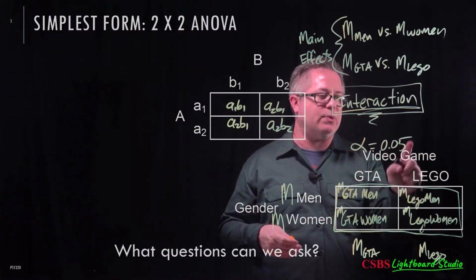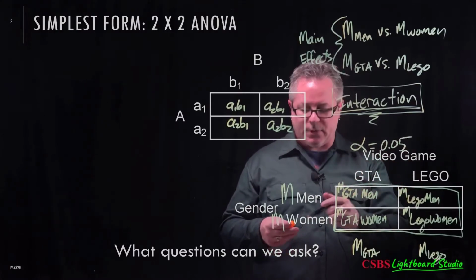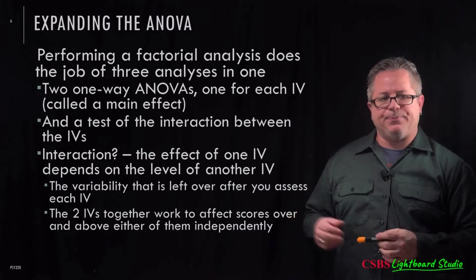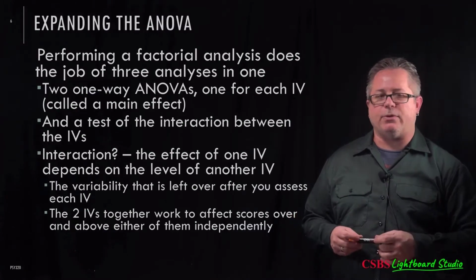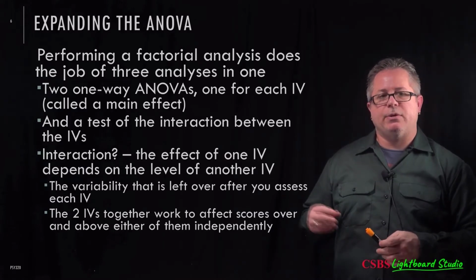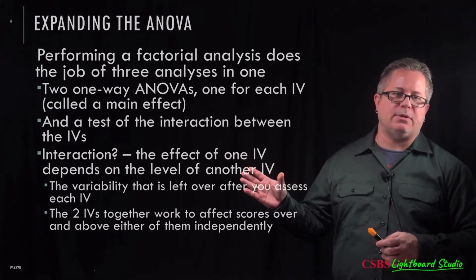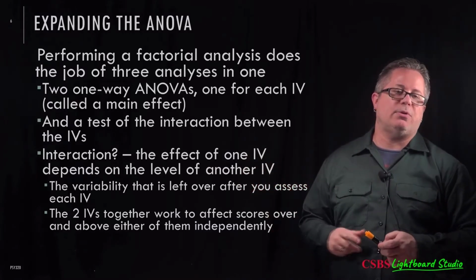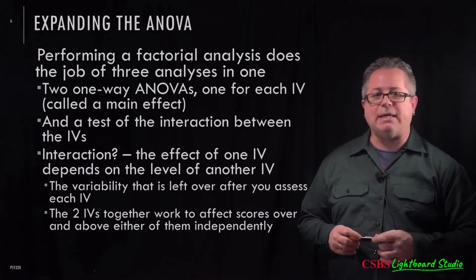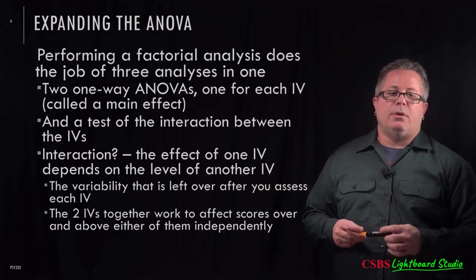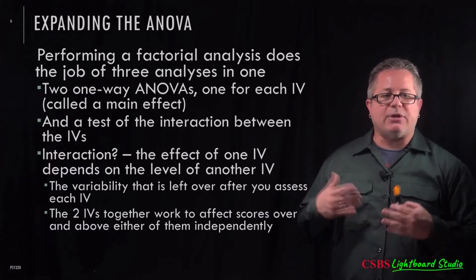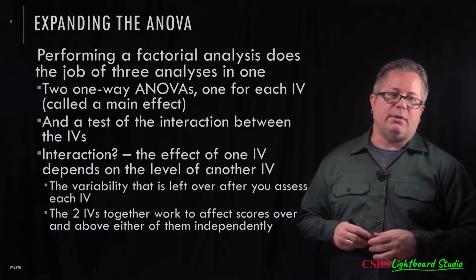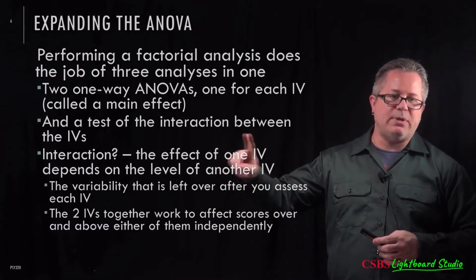It actually allows us to do lots of things with the same alpha level and the same assumption about type 1 error. So let's give a more detailed definition of what we mean by factorial and interaction. Performing a factorial analysis does the job of three analyses in one, as we just saw. We have two one-way ANOVAs, one for each IV separately, that we call a main effect. And then we get an extra hypothesis test that is for the interaction between the IVs.